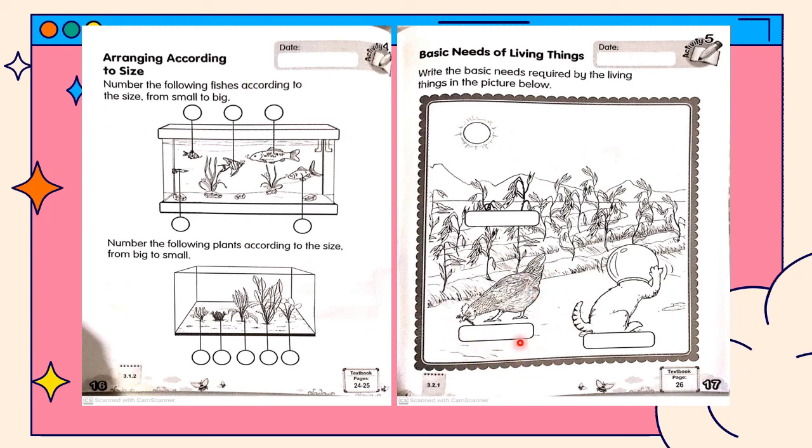Water, food or air? For the cat, kepala dia ditutup dengan satu balang kaca. He cannot get out from the glass bowl. So, because he cannot breathe, apakah keperluan asas yang dia perlukan? What are the basic needs? Is it water, air or food? So, you have to answer this one. You have to write in the blanks given. And then you send me this exercise on my Telegram.